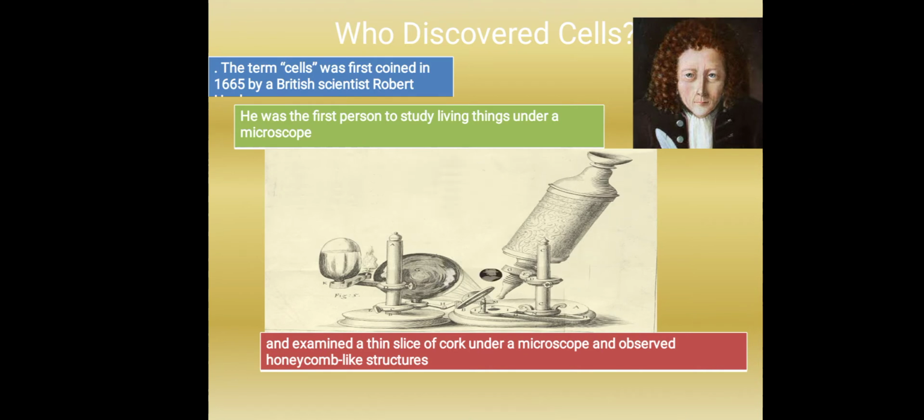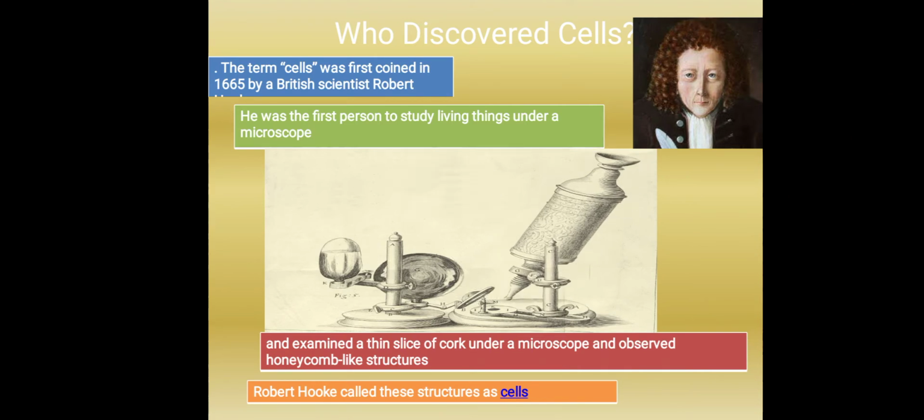Have you seen a beehive? That kind of structure. Robert Hooke called these structures cells because he found that they looked exactly like compartments.